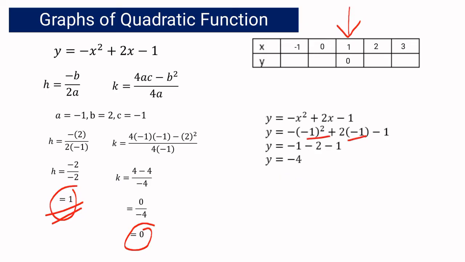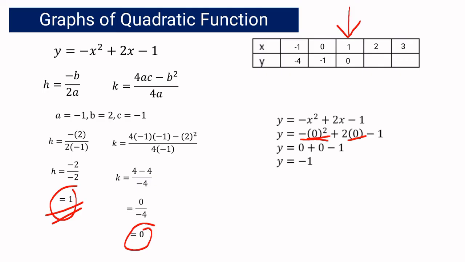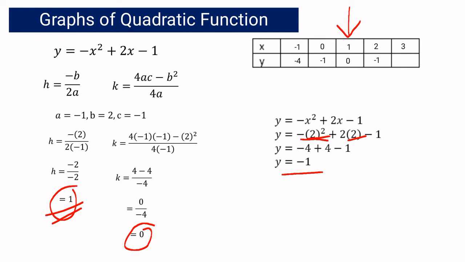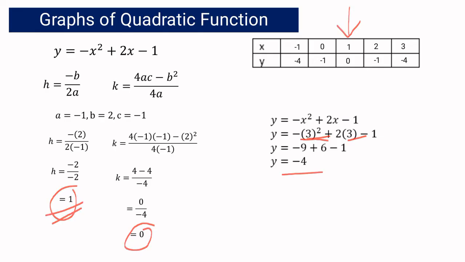And let us complete the table. If x is negative 1, then y is negative 4. So let us have negative 4. Then if x is equal to 0, this will become 0, so the remaining term will be negative 1. And if x is equal to 2, then the value of y is negative 1. And lastly, if x is equal to 3, then the value of y is negative 4.